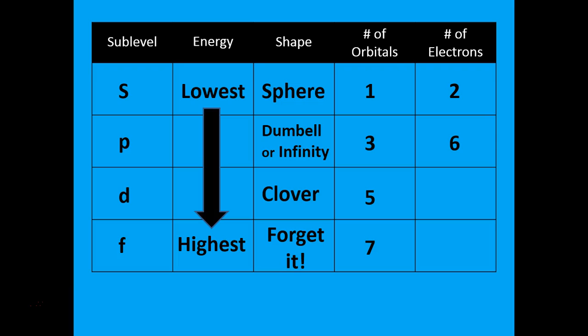So that means in the P sublevel, if you've got 3 different dumbbell shapes, then we have 6 electrons that can fit in there. In the D, there are 10 electrons that can fit, and there are 14 in the F. So notice if you just take the number of orbitals and multiply them by 2, because 2 electrons fit in each orbital, then you get the number of electrons that can fit within that sublevel.